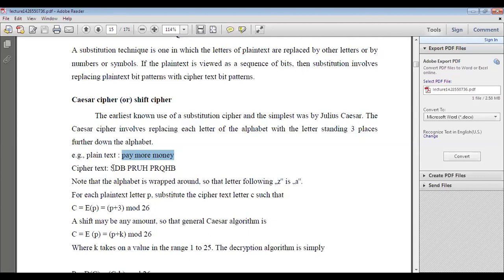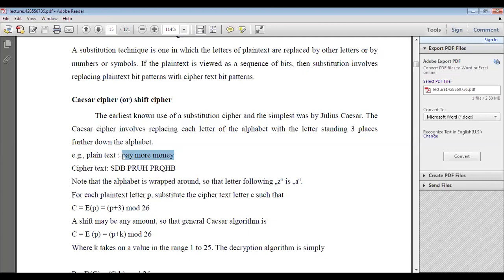So what is the third character here? D. So I want to replace A with that D. In the same way, after P, what letters do you get after three places? P, Q, R, S. S is the third character I want to replace it with.